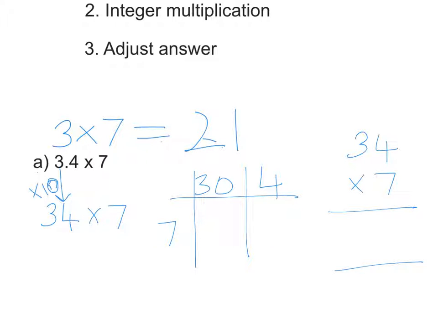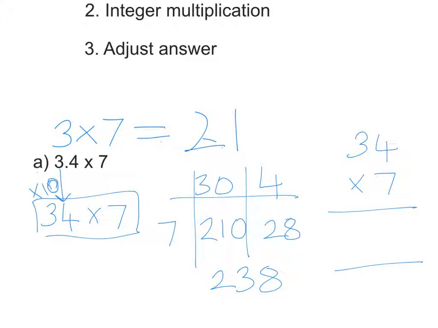If you've done the drill correctly, you already know that that should be 238. So 34 multiplied by 7 is 238. Let's write that out. 34 multiplied by 7 is 238 here. But I want 3.4 multiplied by 7. I multiplied by 10 here.